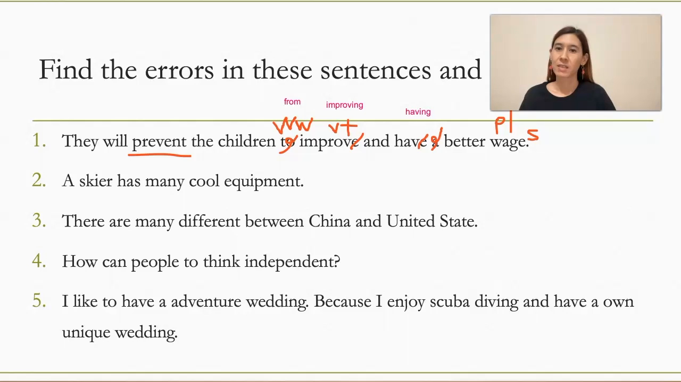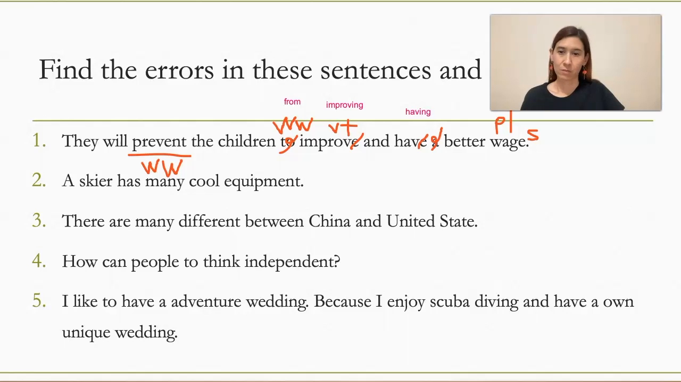Number 2, a skier has many cool equipment. Do you know what's wrong with this sentence? There's a mistake with equipment. Equipment is a non-count noun or uncountable noun. That means we can't count it and say one equipment, two equipments. We can't pluralize it like we can for wages. So since this is uncountable, you cannot say many. Many is for countable things like many people, many places, many apples. So this is, again, wrong word here.